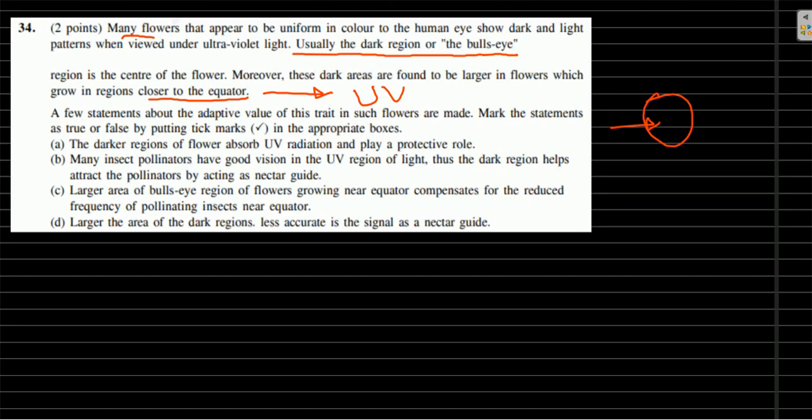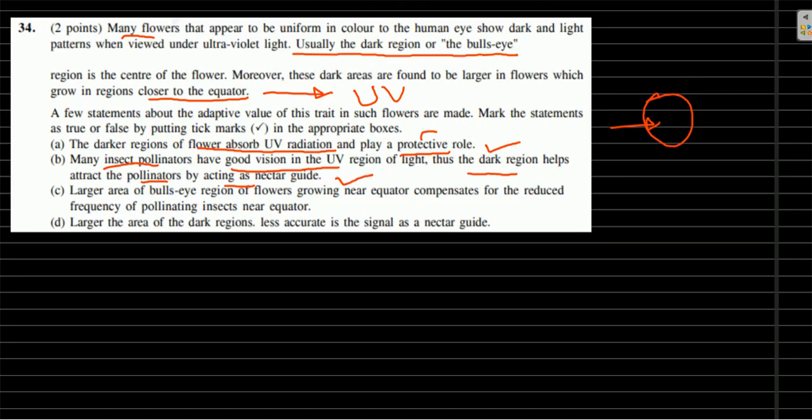Now from the adaptive value of the trait, we have to mark the true and false statements. The first statement: the darker region of the flower absorbs UV radiation and plays a protective role. It is true. I have already explained that UV rays are absorbed so that it appears as a dark ray, and what is reflected is seen by the eyes. So it will protect the androecium and gynoecium and the future generation, and it has a protective role. This statement is right. Second: many insect pollinators have good vision in the UV region, and thus the dark region helps to attract pollinators by acting as a nectar guide. It is also true. I have already explained.